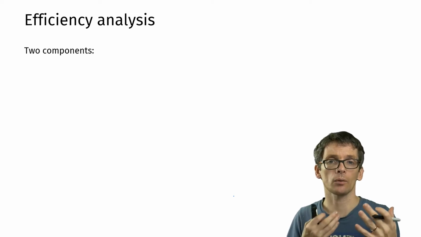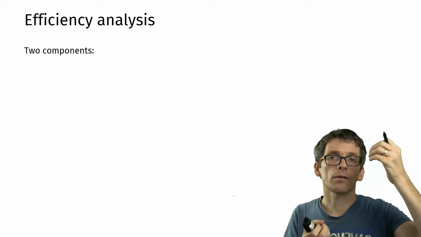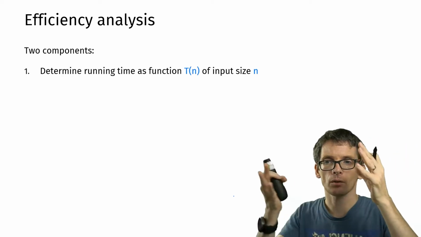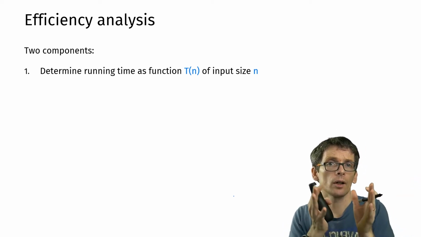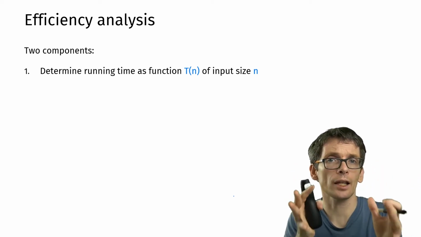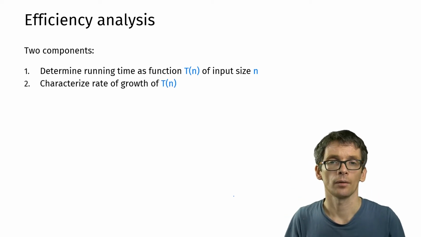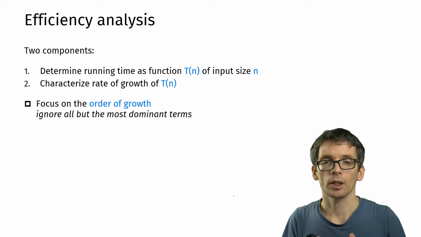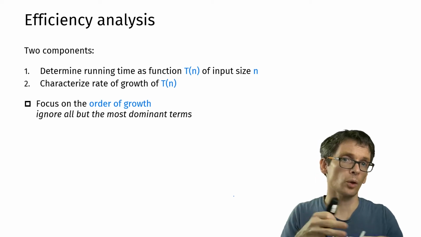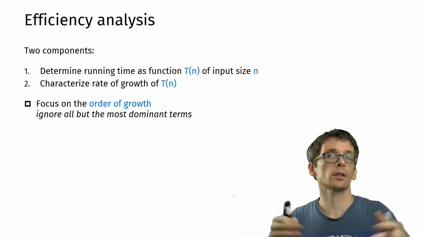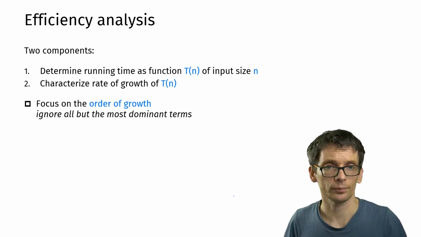And this analysis will have two components. For one, we're going to look at the running time as a function of the input size. So we're saying the running time is a function T of n of the input size. And then we're focusing on a specific aspect of that function, and that is the growth rate. This in particular means I'm really just looking at the dominant term. So I want to say something like, the running time is constant, the running time is linear in the input size, or quadratic, whatever it is.